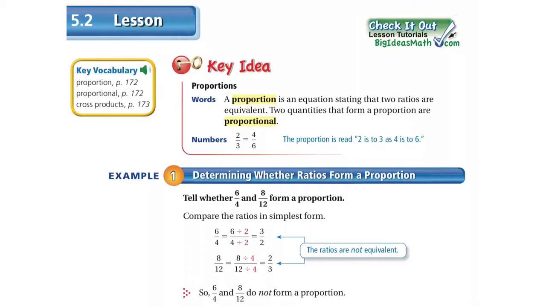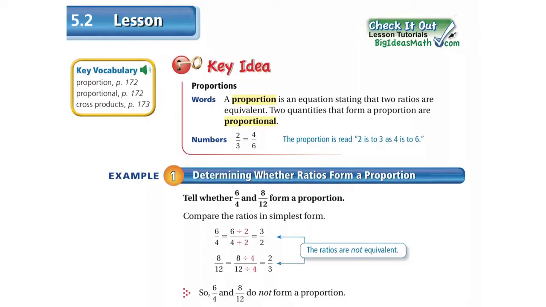This is really just looking at two equivalent fractions. So remember, proportions are like fractions, but really what we're looking at here is making these two things that look like fractions equal to each other. So for example 1, determining whether ratios form a proportion. And it says, tell whether 6/4 and 8/12 form a proportion.